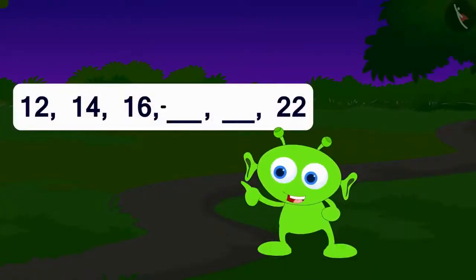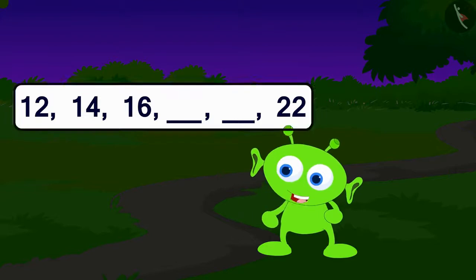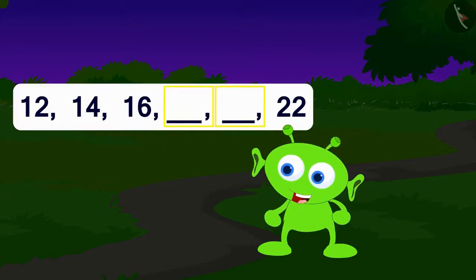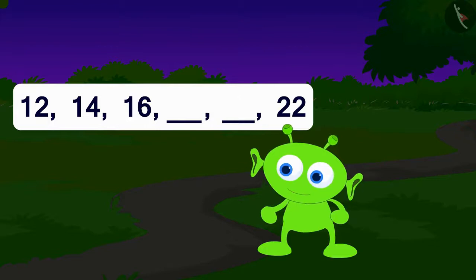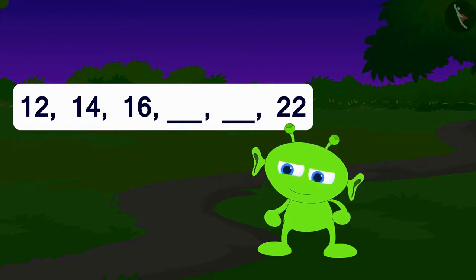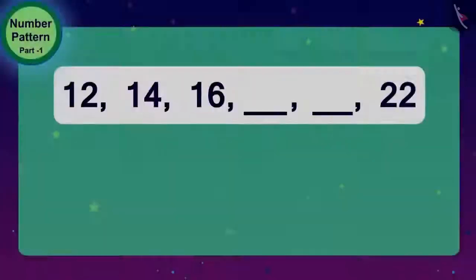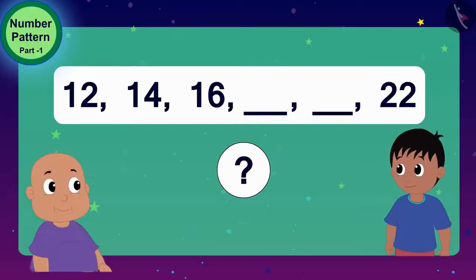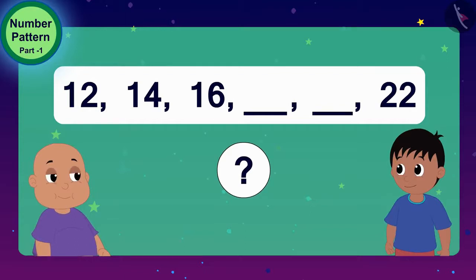Look, look, even numbers. Hey, but there are some numbers missing here. Can you find these numbers? This is your first puzzle. The alien told Raju and Bablu. Children, can you help Raju and Bablu in filling the blanks?